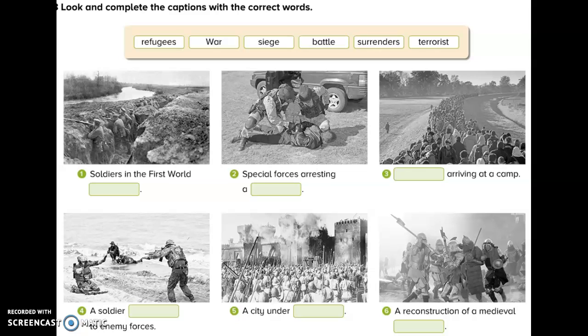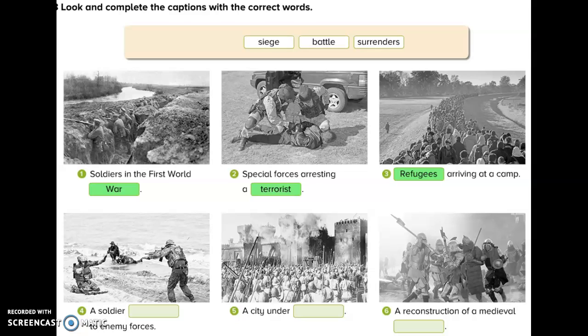look and complete the captions with the correct words. Soldiers in the first word, war. Number 2, special forces arresting a what? Do you know what it stands for? Terrorist. Number 3, arriving at a camp. Okay, what is the missing word? Check. They are refugees. Okay, refugees arriving at a camp.